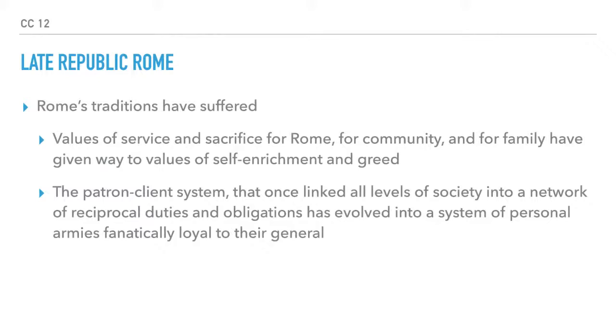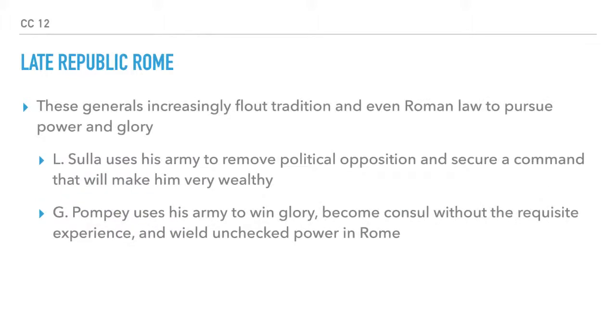And again, we didn't really talk about the patron-client system, and I probably won't talk about it now. But we do have a situation where many of these powerful men have large armies behind them, and these armies are very loyal to their generals. And again, that's a problem, because some powerful men use their army in order to take power that they shouldn't be allowed to have. But again, when you have a loyal army behind you, you can do these things, right? And so, yeah, these generals of the late Republic increasingly ignore the rules and ignore tradition and even law to accomplish their own goals, to accomplish their need for wealth and for power and for glory, right?